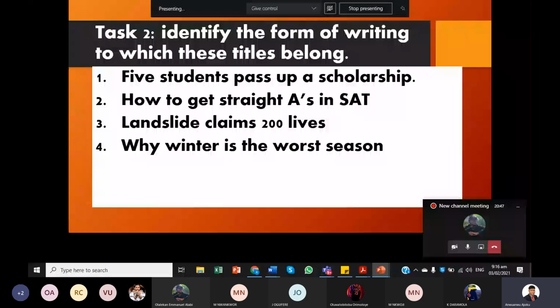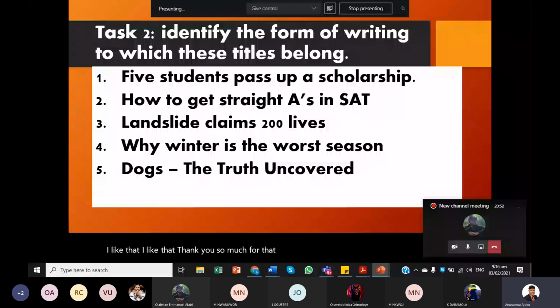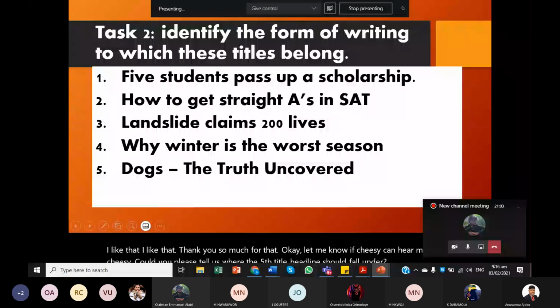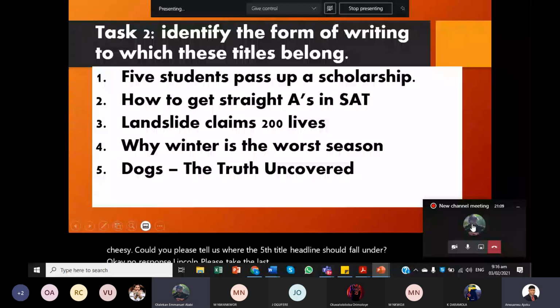Okay, let me know if Cheesy can hear me. Cheesy, could you please tell us where the 5th title headline should fall under? Okay, no response. Lekon, please take the last one. Let's move on. Dogs, the truth uncovered. Feature article.